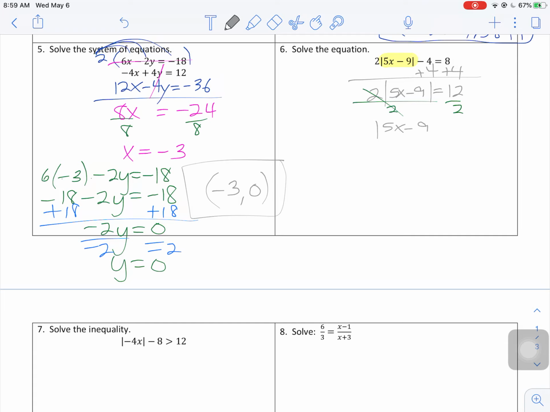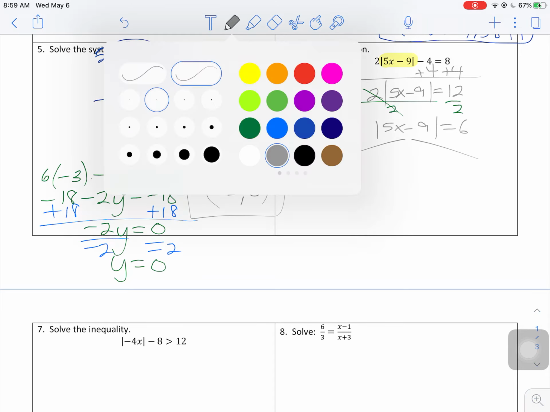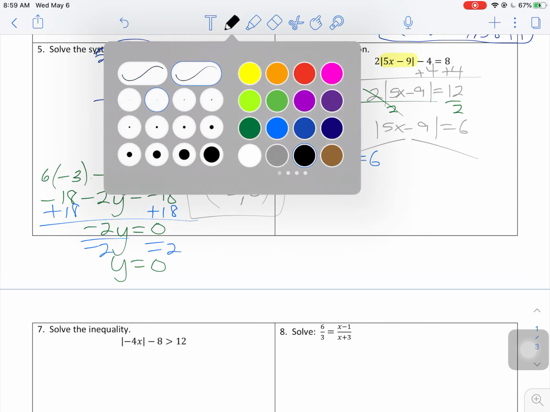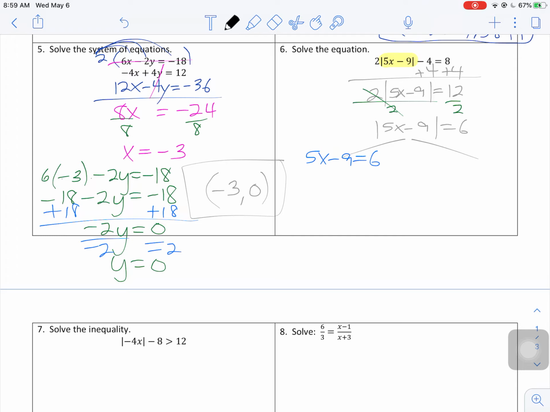So absolute value of 5x minus 9 equals 6. And now that the absolute value bars are isolated, this is the part where we split into 2 separate equations. So we have 5x minus 9 equals 6. So the first equation you just kind of leave alone, except you drop the absolute value bars. And then the second equation, you still drop the absolute value bars, but you switch the sign. So you make it equal to negative 6 instead of positive 6. And then you just solve the 2 equations like normal.